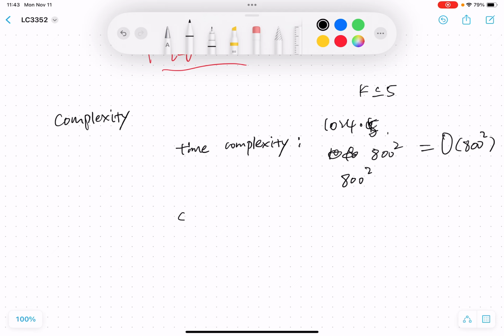For the space complexity, we don't need extra space to store the variables, so the space complexity will be 1000. Actually, it's 1024. Okay, this is all about this problem.